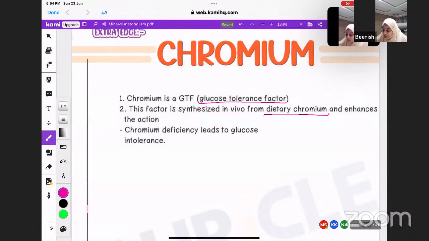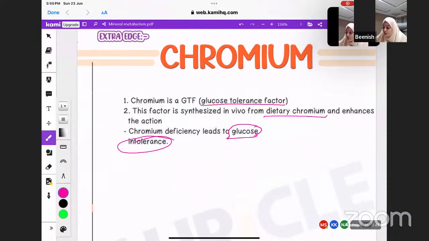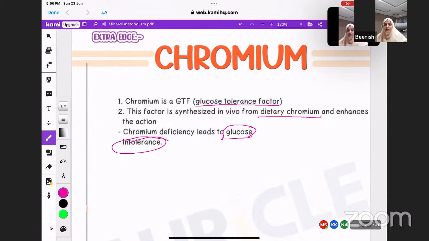So chromium deficiency leads to glucose intolerance. Why? Because if the action of insulin is not potentiated, you will grow intolerant to glucose. Okay, so that is all for today's class. In the next class, we'll continue with the rest of the minerals that are left.